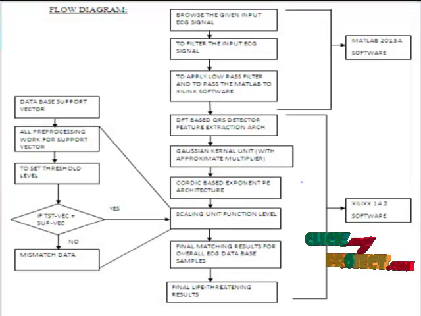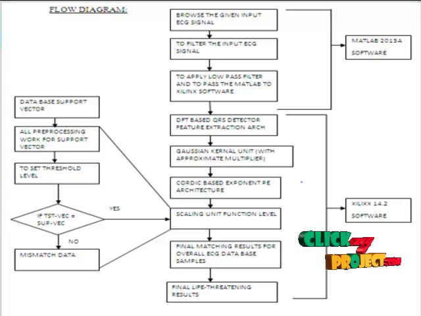Now we are going to discuss our product flow diagram. In our process, we first get the ECG signal from the data set and filter the input ECG signals using MATLAB 2013 software, applying low-pass filters and passing the output to Xilinx. First, we could not get the file directly for Xilinx, so we use MATLAB coding to create the signals and convert them to text.